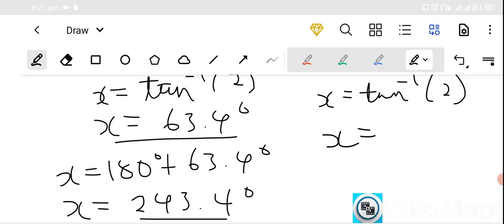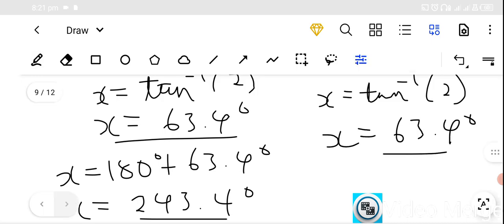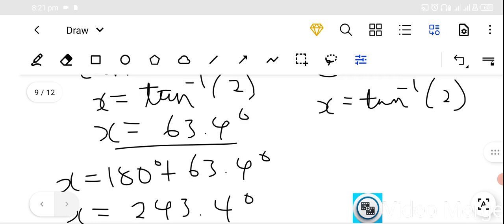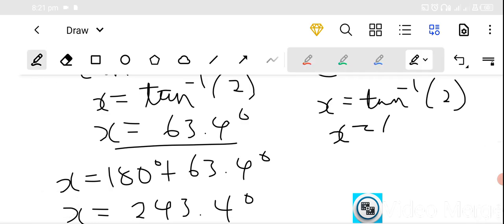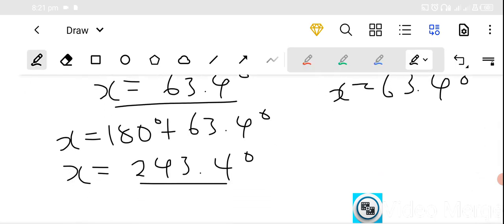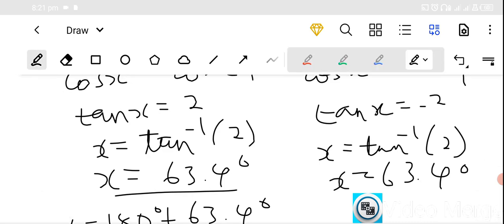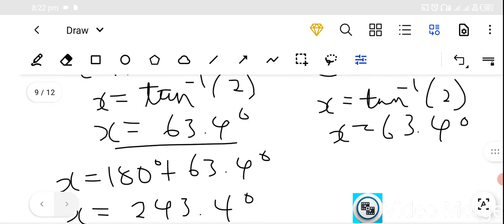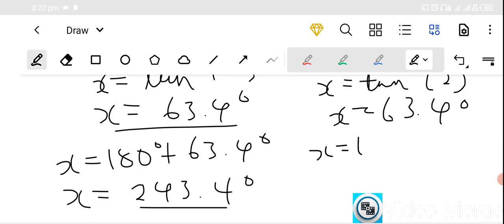It's not necessary unless you want to use a different method. Tan inverse of positive 2 is 63.4 degrees, and so this one will not be part of the solutions. It will just be a reference angle. I hope that's clear. So this is your reference angle there. Then you go where tan is negative, because here we had tan x is equal to negative 2, tan is negative in the second quadrant, so x is equal to 180 degrees minus 63.4 degrees.